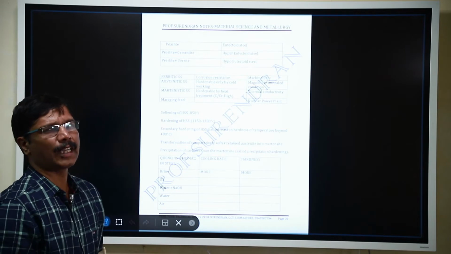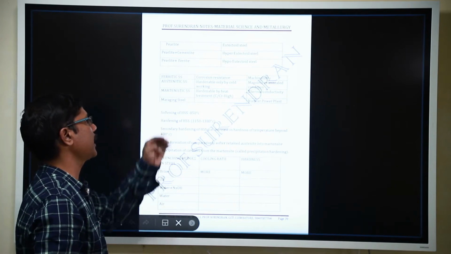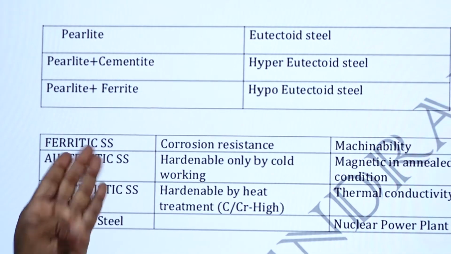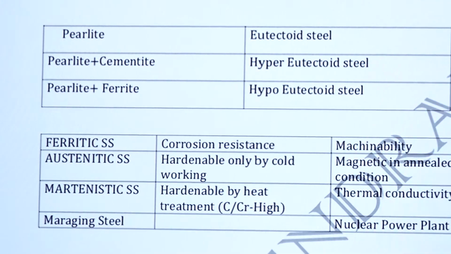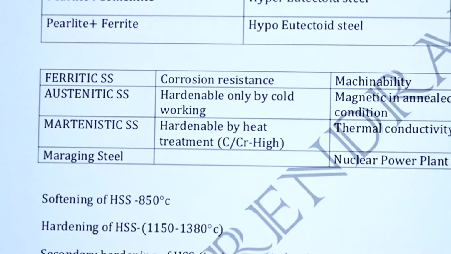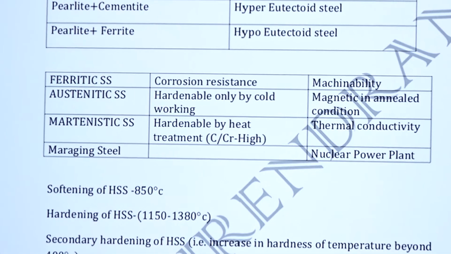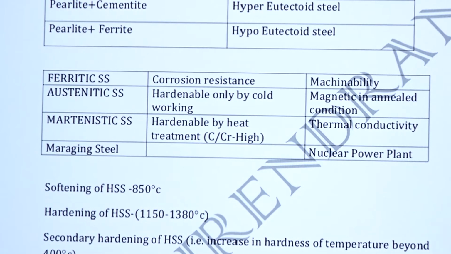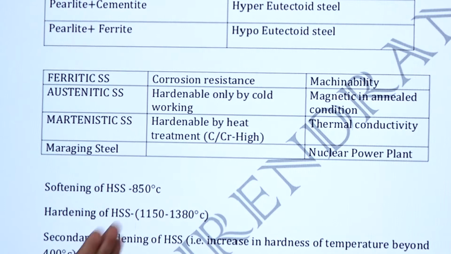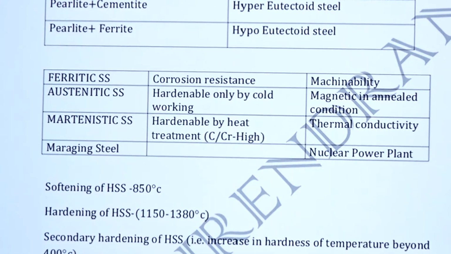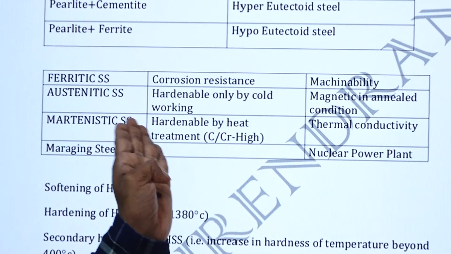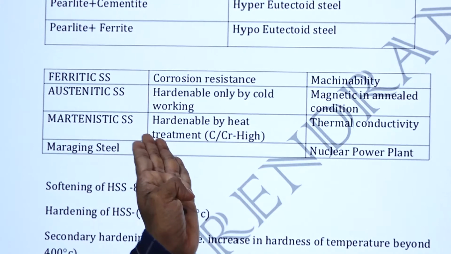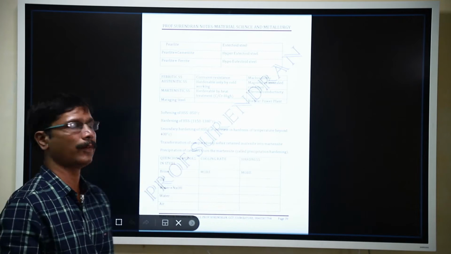We have three different types of stainless steel. One is austenitic stainless steel, another is martensitic stainless steel, and ferritic stainless steel. Ferritic stainless steel always has the property of corrosion resistance. Austenitic stainless steel is hardenable only by cold working. Martensitic stainless steel is hardenable by heat treatment. So these are the main points. Ferritic stainless steel has good machinability. Austenitic stainless steel is non-magnetic in annealed condition, and martensitic stainless steel has good thermal conductivity.